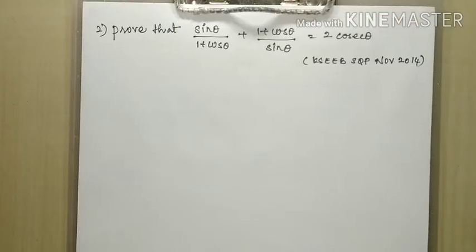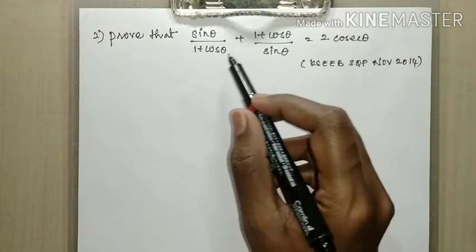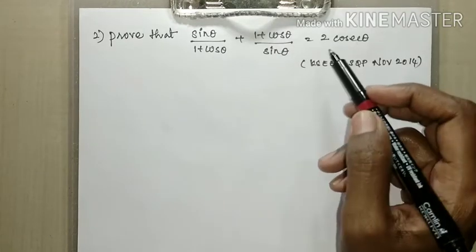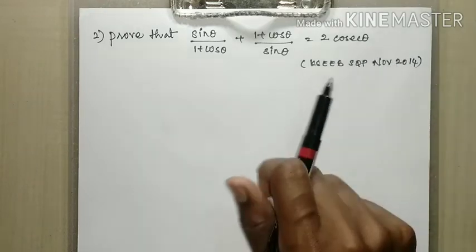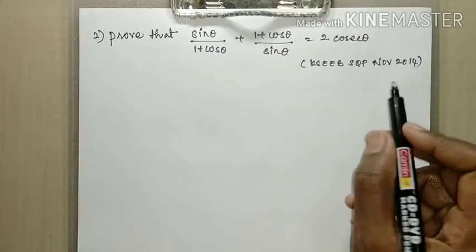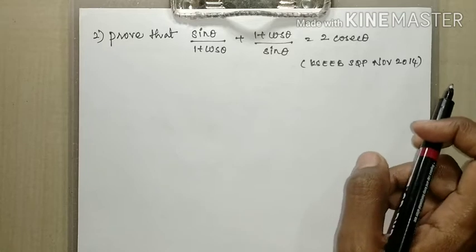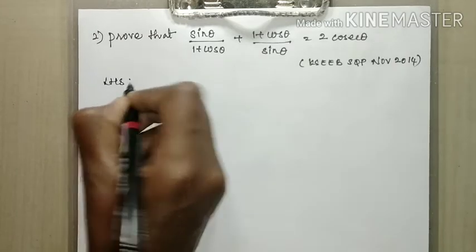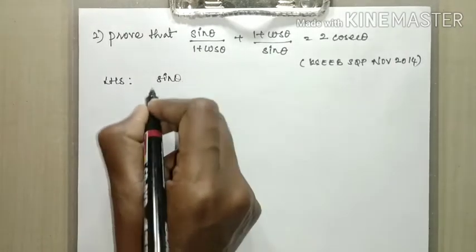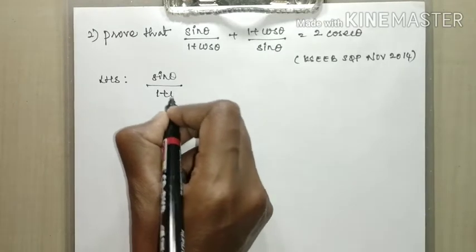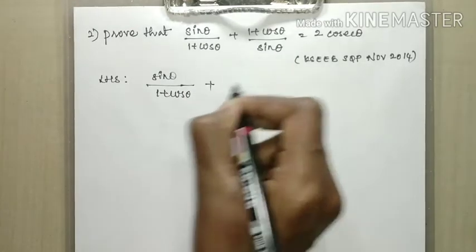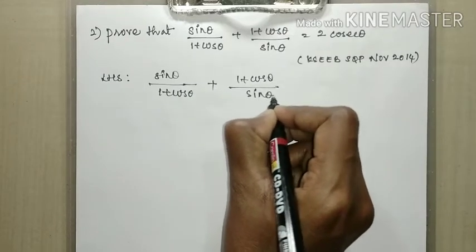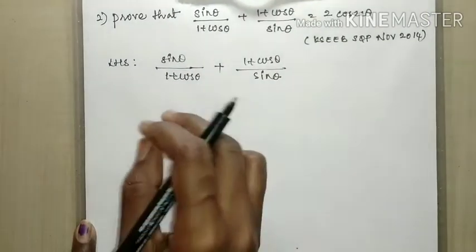This is example number 2. Prove that sin theta by 1 plus cos theta plus 1 plus cos theta by sin theta equals 2 cosecant theta. This is KSEEB solved question paper, Jan 2014 question paper sum. So here also let me take the LHS part, that is sin theta by 1 plus cos theta plus 1 plus cos theta by sin theta.